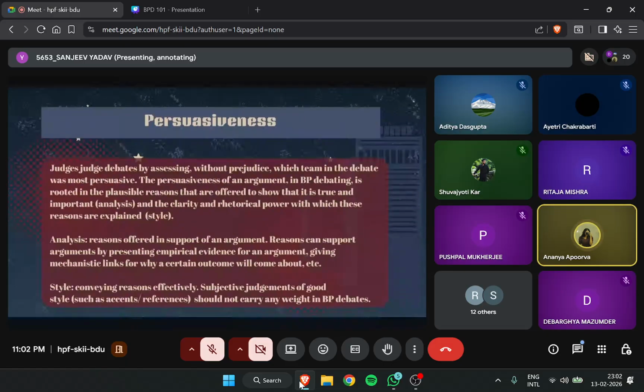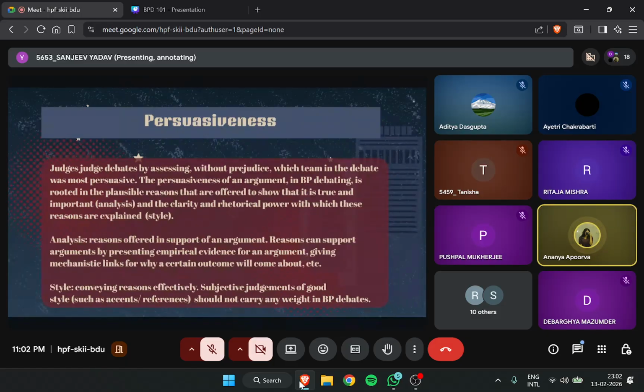Great. Now, what's persuasiveness? I told you that whenever you're judging a debate, you're being judged on whether you're persuasive with whatever arguments you're putting forward. Now, what is persuasiveness in general? The persuasiveness of an argument in British parliamentary debating is rooted in the plausible reasons, the reasoning, etc., that are offered to show that it is true and important.